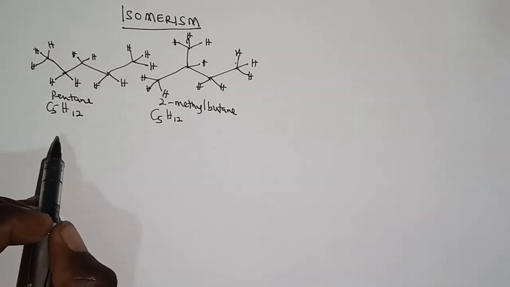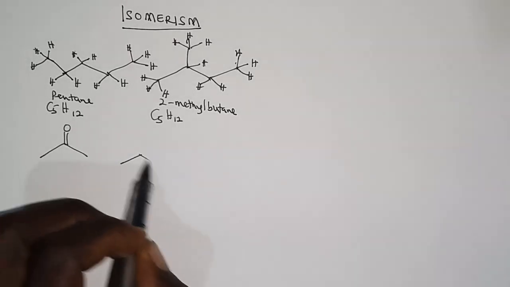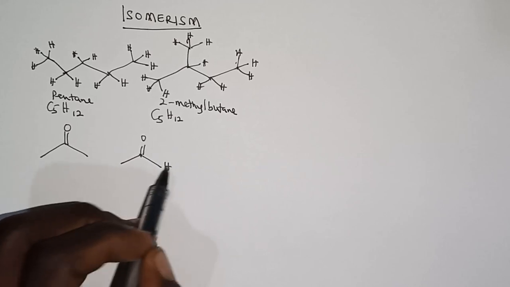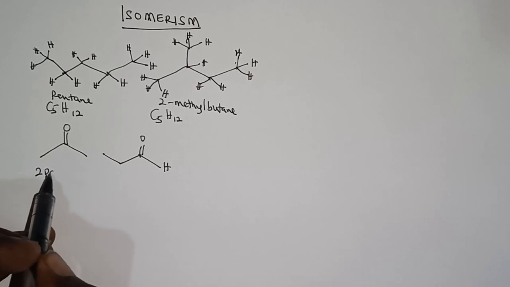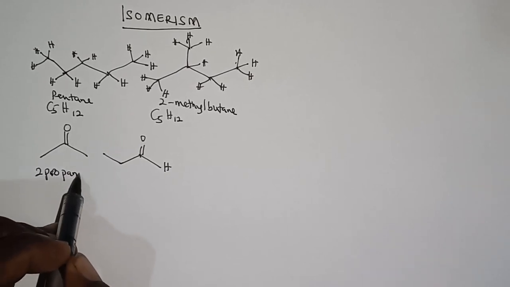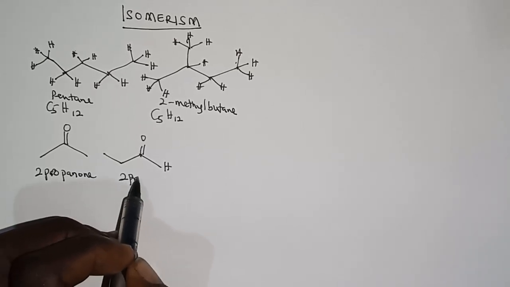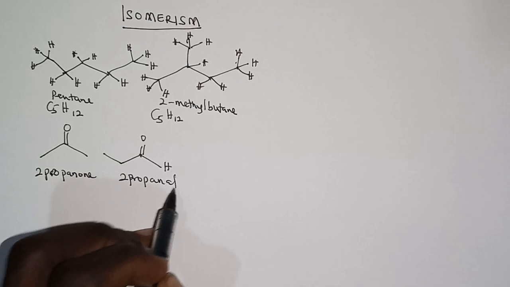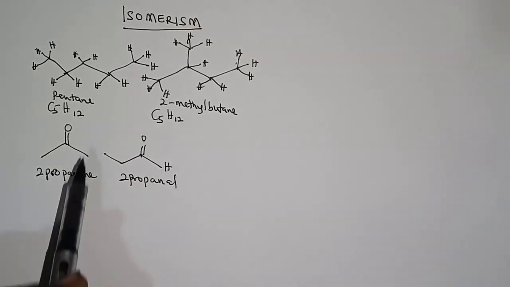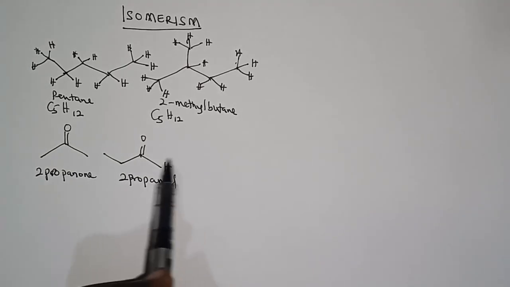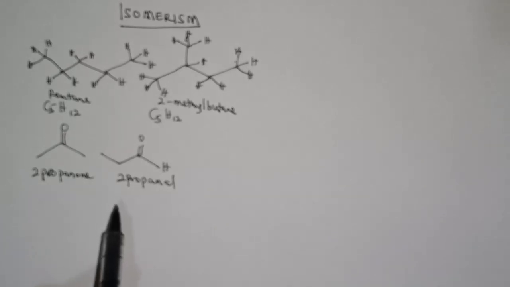Now we also have functional group isomers. For example, if you consider these two molecules, you see that this is 2-propanone. So this is 2-propanone, and then this is 2-propanal. So you see that the only difference between the propanone and the propanal is that, whereas here is a methyl group, here is what? A proton. So these two are called functional group isomers.